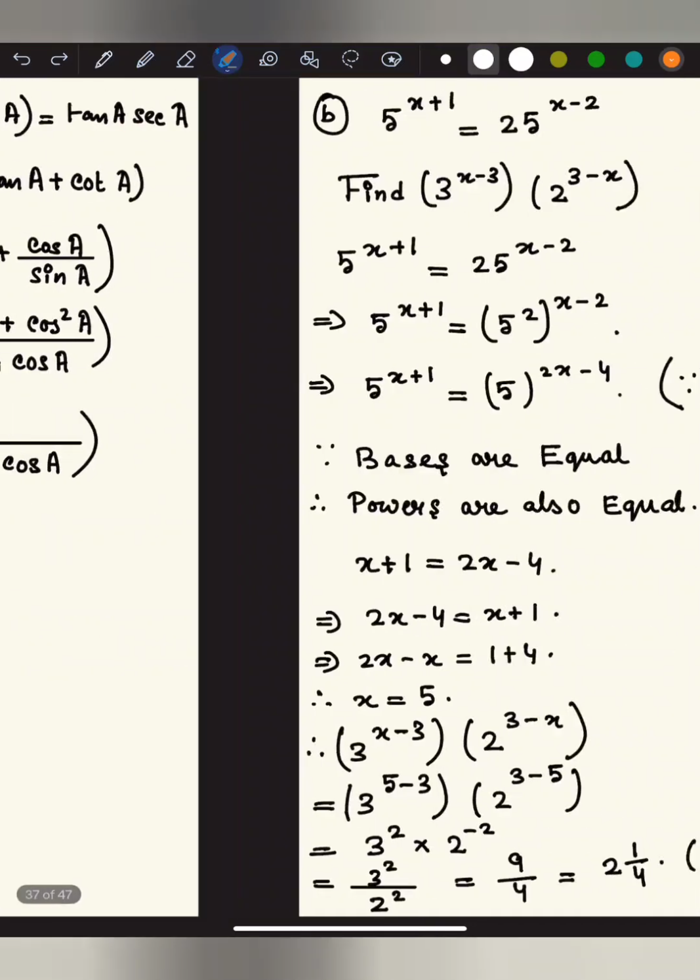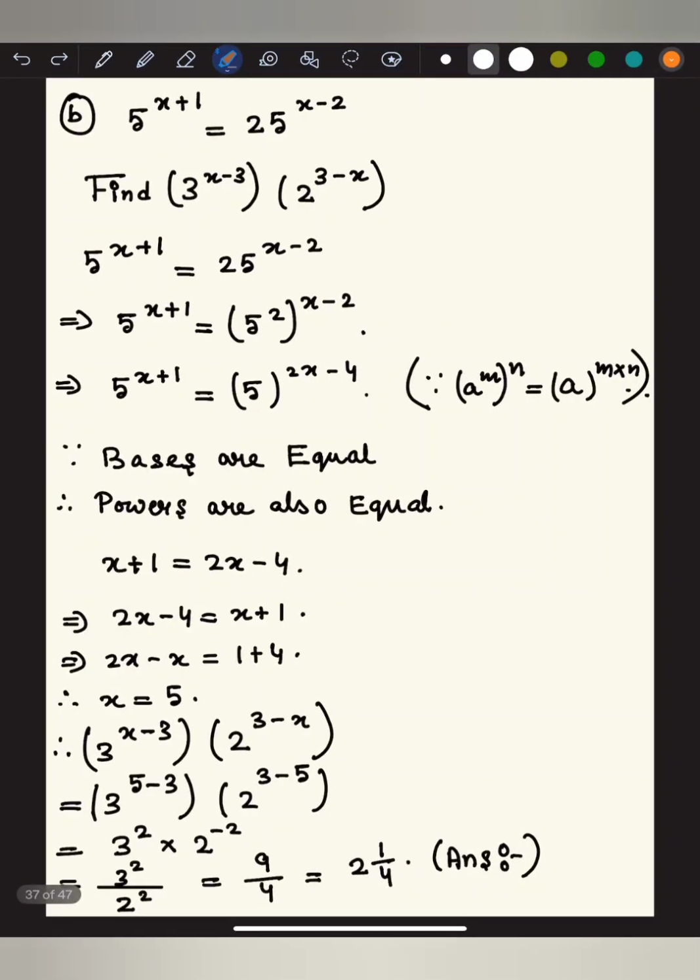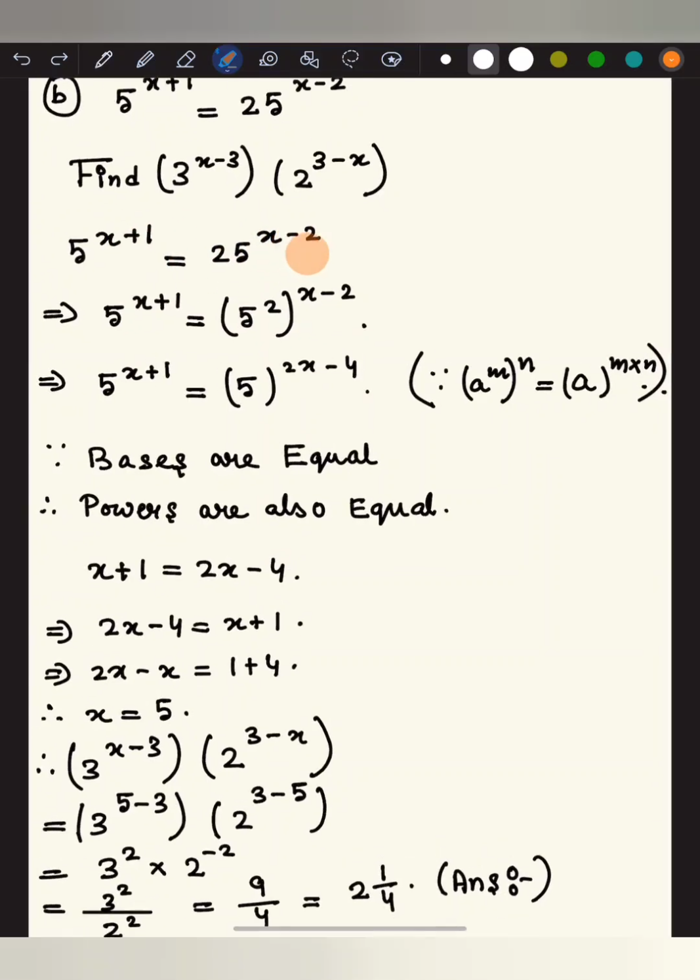Okay, let's come to question number 7, part B. So here we are given 5 to the power x plus 1 is equal to 25 to the power x minus 2. Okay, and we are asked to find out the value of 3 to the power x minus 3 into 2 to the power 3 minus x. So first let's solve it. So we are given 5 to the power x plus 1 equals 25 to the power x minus 2.